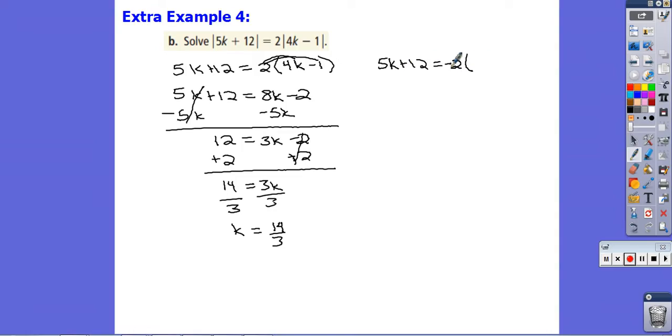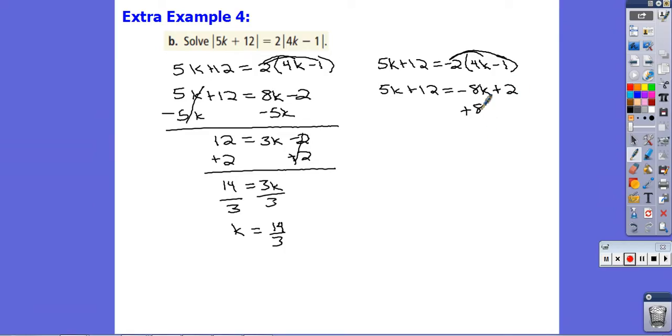So I'm just going to change that to be negative 2 because the negative will then go with the 2 through everything in each equation, which is what I want. So I'm going to simplify here. I still have 5k plus 12. Now I have negative 2 times 4k, that's negative 8k. And negative 2 times negative 1, that's positive 2.